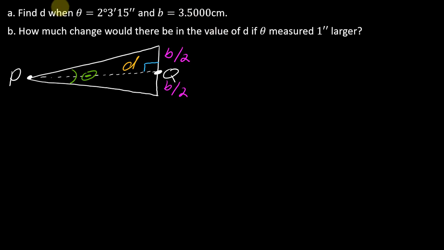Okay, so we want to find the distance d when theta is 2 degrees, 3 minutes, and 15 seconds, and b is 3.5 centimeters. And then how much change would there be in the value of d if theta measured 1 second larger? We'll tackle both of these.